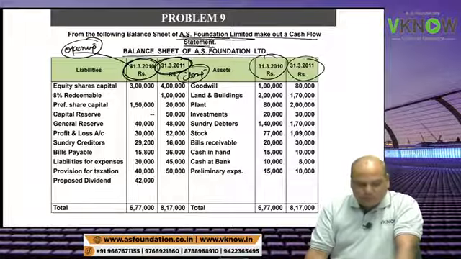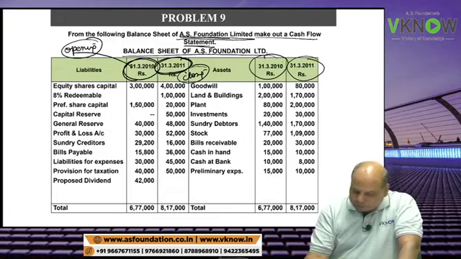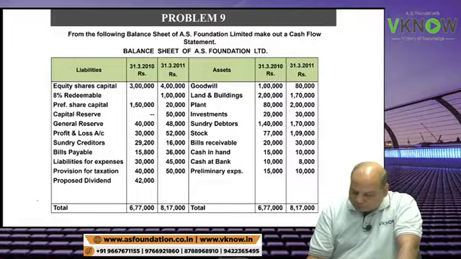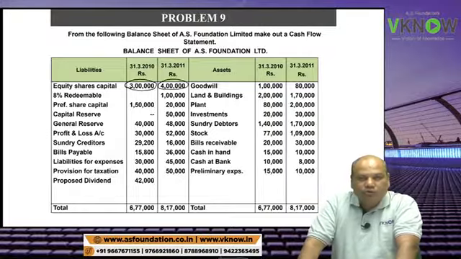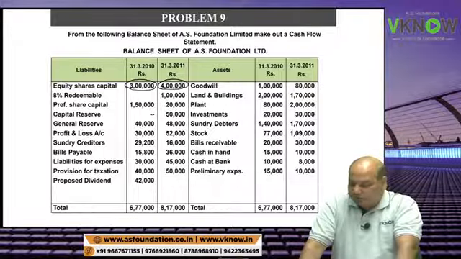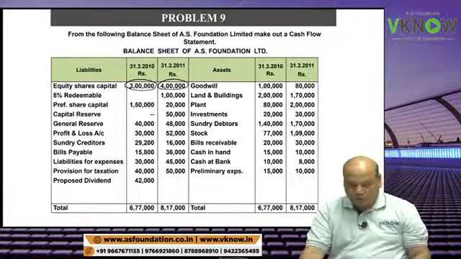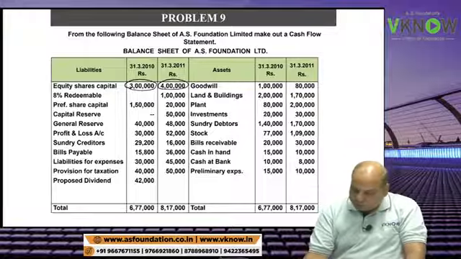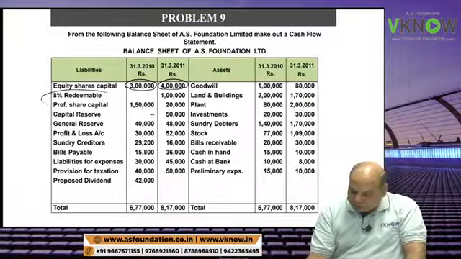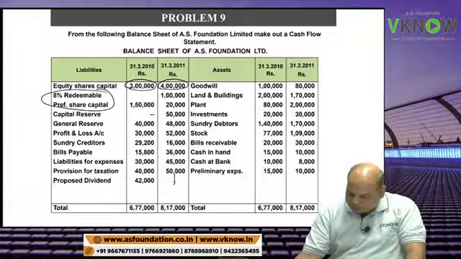Now come to the liability side. Equity share capital. Look at these numbers carefully. Opening is 3 lakh, closing is 4 lakh. So what may have happened? Issue of share.